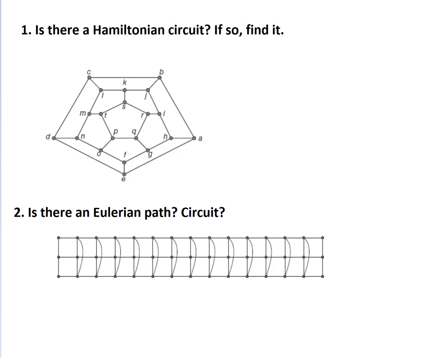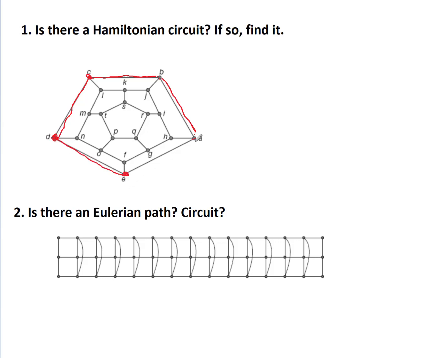Okay, so let's look at question number 1. I suggest that there is a Hamiltonian circuit, so let's go through and identify that. So I'm going to start at vertex A, and I'm going to travel along the edge to B. So I've visited vertex A, and I've visited vertex B. And then I'm going to travel to C. Then I'm going to go to D. From here, I'm going to go to E.